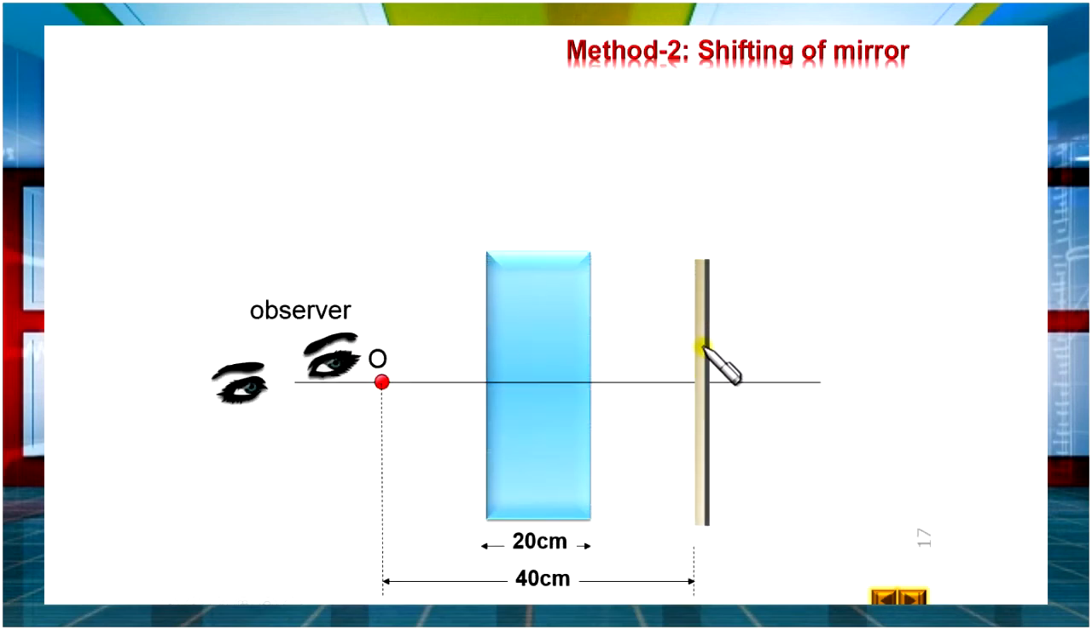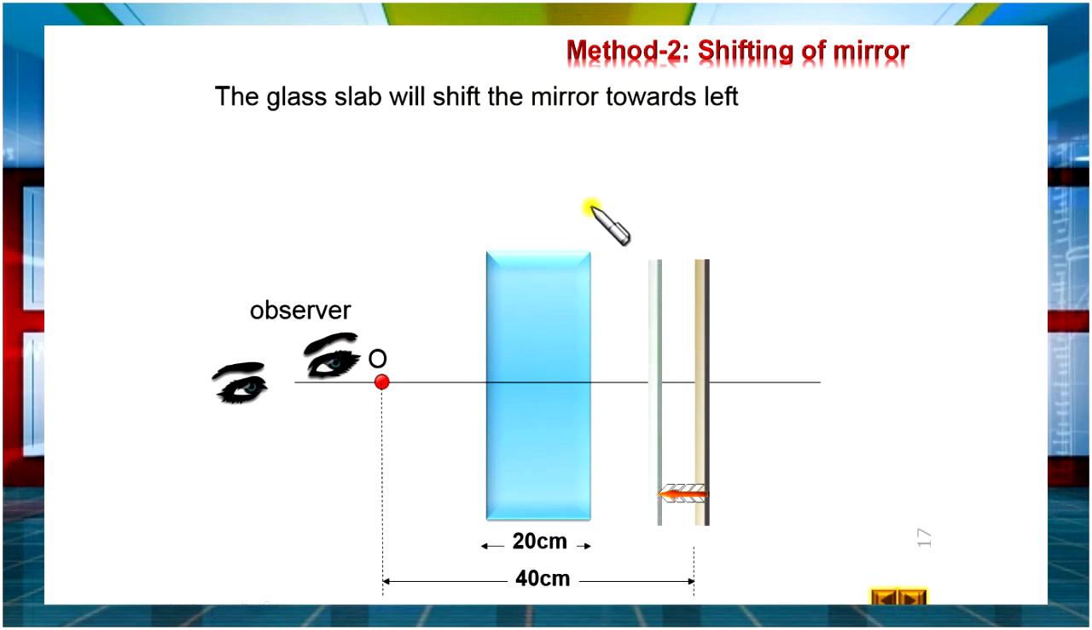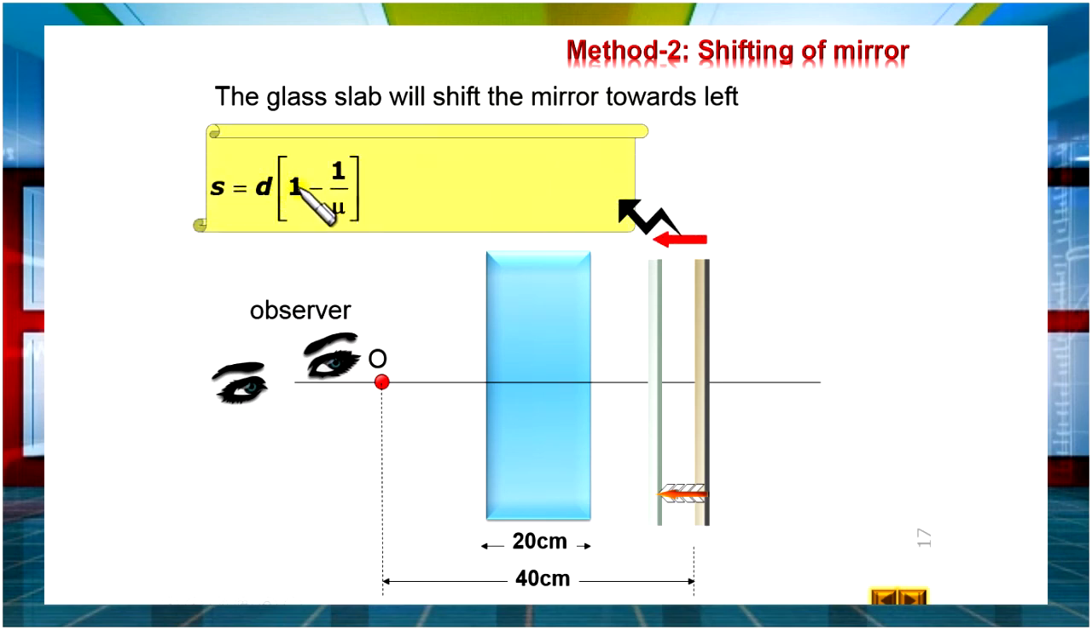If rays are traveling from right to left, that means the shifting will be in the rightward direction. That means for this observer, the mirror will not be at a distance of 40 centimeter. It will shift toward the left by an amount S, and S equals, as we have calculated, S equal to d(1 - 1/mu), where d equals 20 and mu equals 3 by 2. That is equal to 20 divided by 3 centimeter.